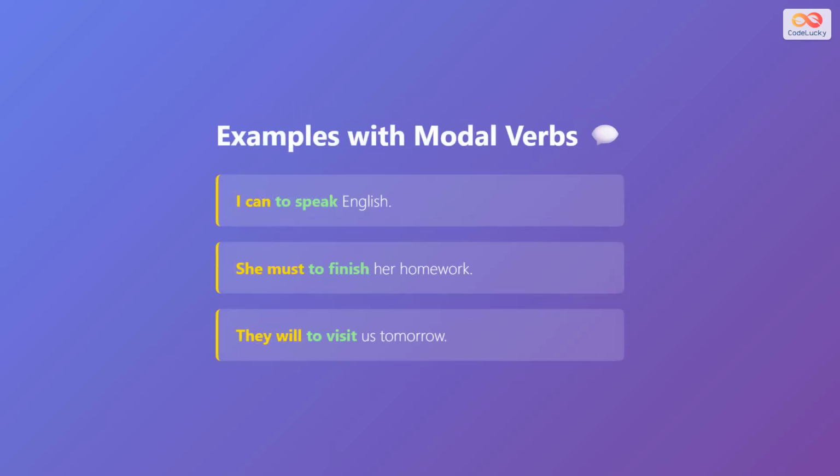Let's look at some practical examples. First, I can speak English means I have the ability to speak English. Second, she must finish her homework means she has the obligation to finish her homework. Third, they will visit us tomorrow means they have the plan to visit us tomorrow. In all these sentences, the modal verb comes first and the infinitive comes after it. This pattern is very important to remember.